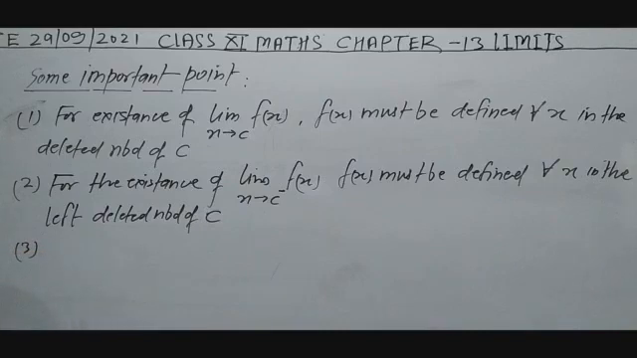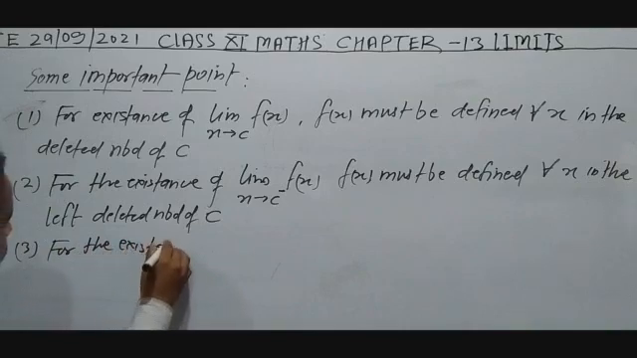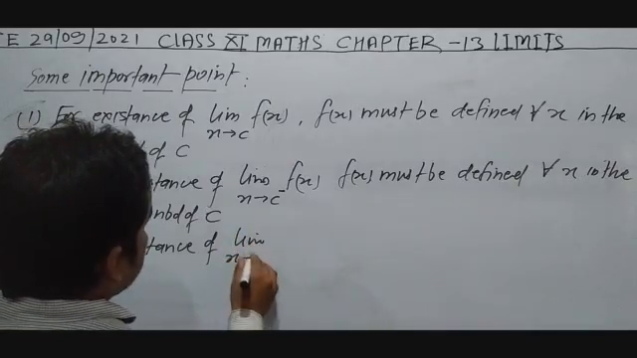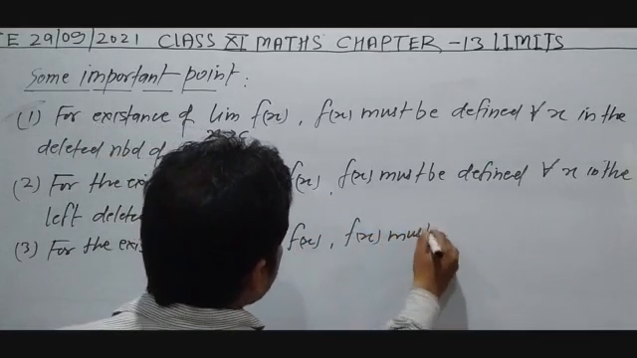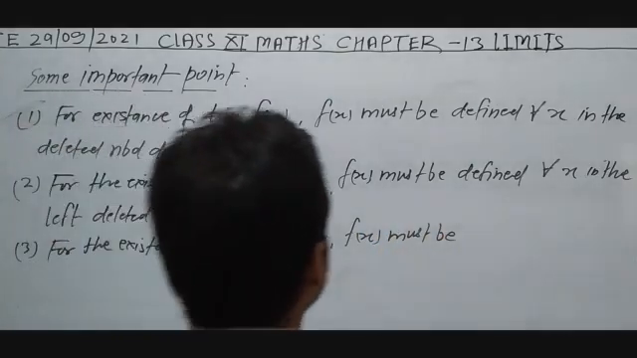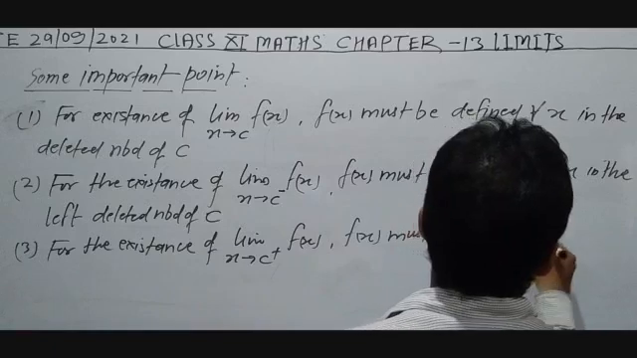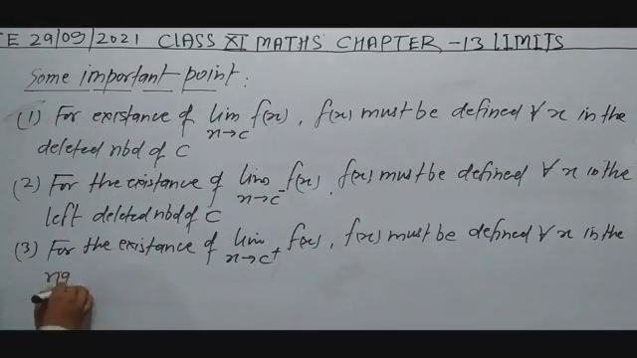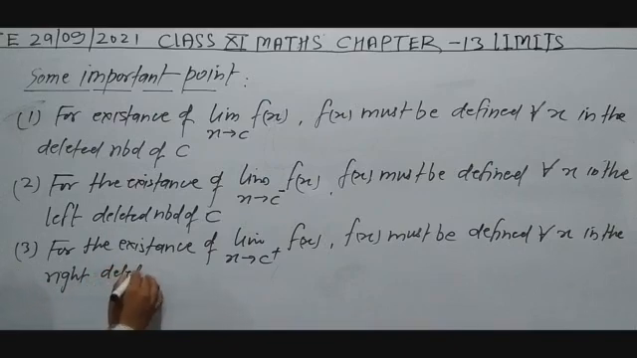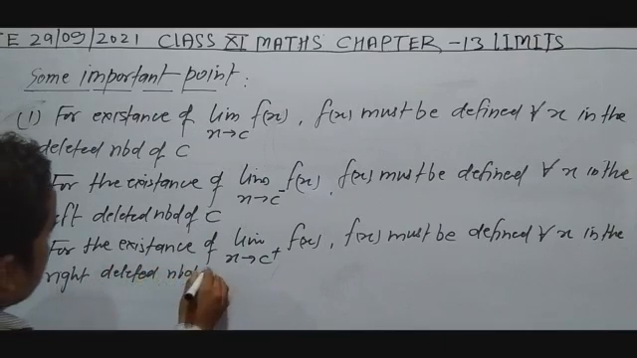Now, what is third point? Third point is for the existence of limit x tends to c plus f(x), f(x) must be defined for all small x in the right deleted neighborhood of c.